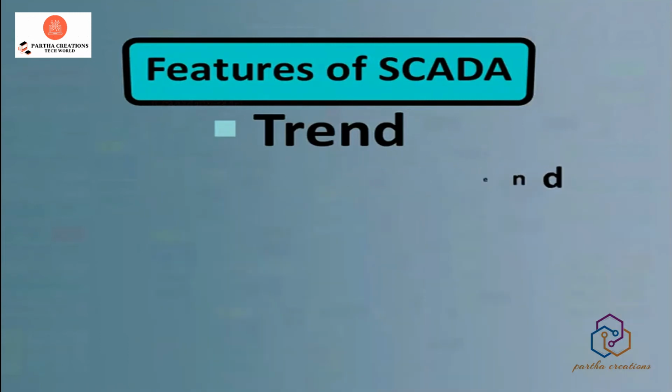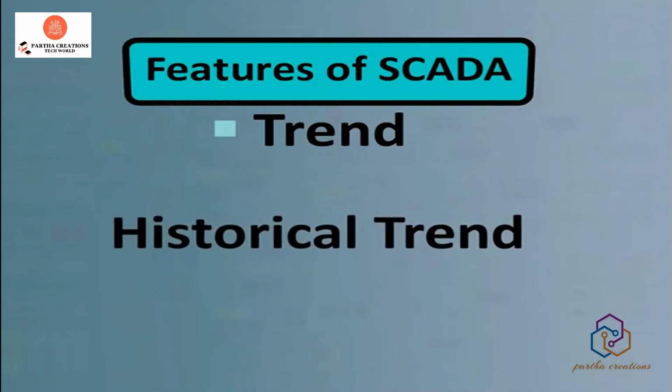The second one is historical trend. What happens in historical trend? All the data of the processes that have been stored in the application could be viewed in historical trend. In there, we would be able to store the data and would be able to view and monitor the data on any particular date or time.